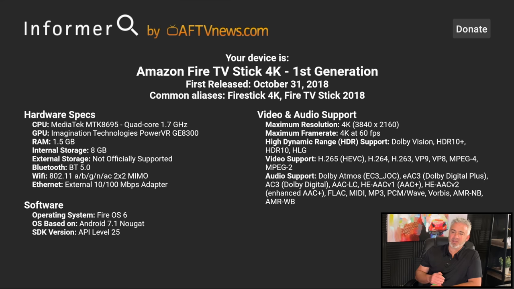It's gonna tell you everything about the model that you have. So as you can see here, I have the Amazon Fire TV Stick 4K first generation. It was released October 31st, 2018. There's other aliases there as well. Now it also tells you some pretty cool information about your stick. So on the left-hand side there, 1.5 gigabytes of RAM, 8 gigabytes of storage. It is Bluetooth 5.0, and then it shows you your Wi-Fi, your Ethernet adapter, max of 100 megabits per second, and it shows you your resolution, your frame rate. It shows you all kinds of cool information.